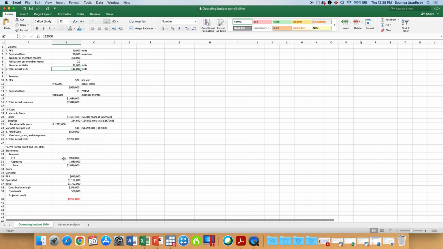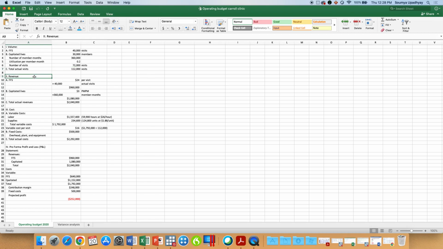Now, all of this information that you're looking at on the operating budget is already given to us, so we are not doing any calculations here. We will do that in the variance analysis in a few minutes. This is also on the slide, so I have just taken it from the slide and put it on the spreadsheet so it looks more organized and more simplified.